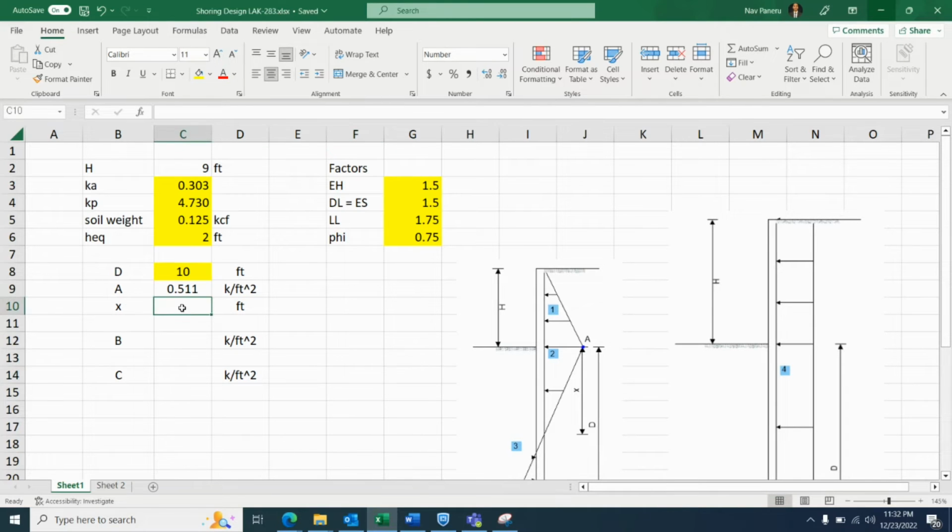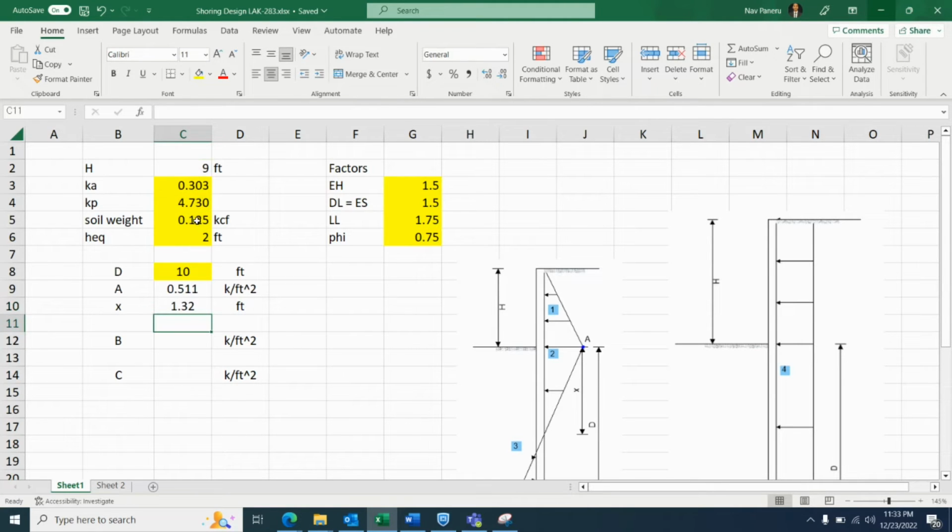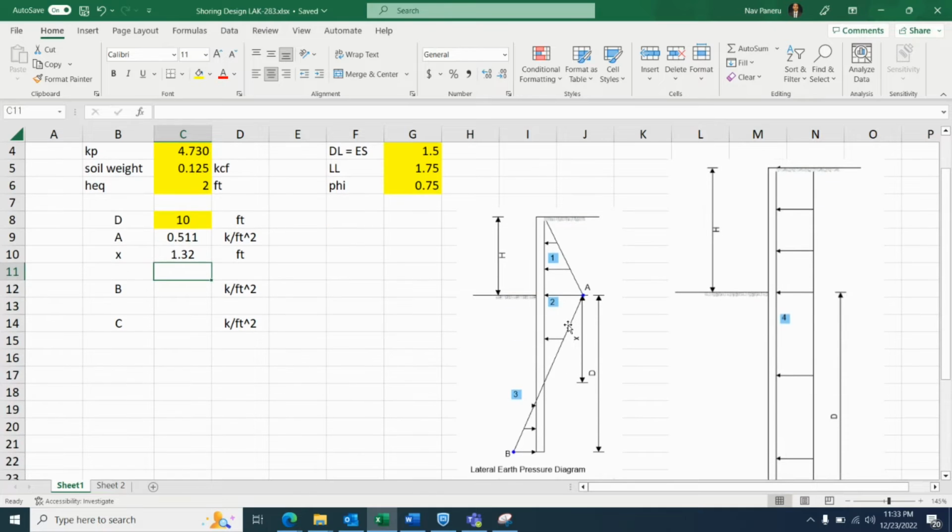Now let's calculate the value of x. x equals, in parentheses, the load factor for EH times Ka times γ times h, parentheses closed, divided by φ for passive, Kp multiplied by γ, minus EH for active, Ka times γ. And we got 1.32. The unit is feet because it's basically the distance from the dredge line.